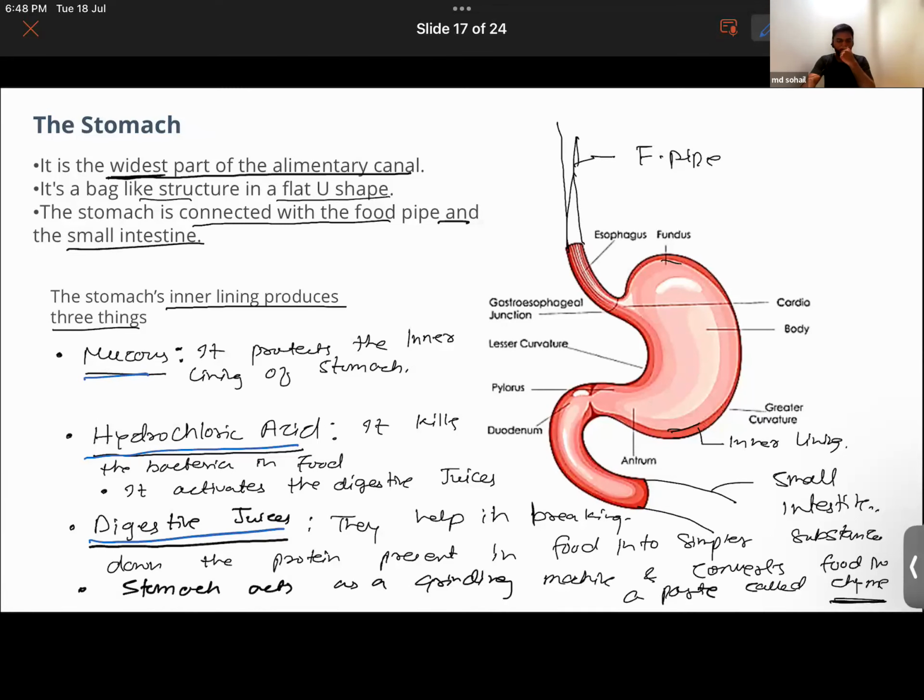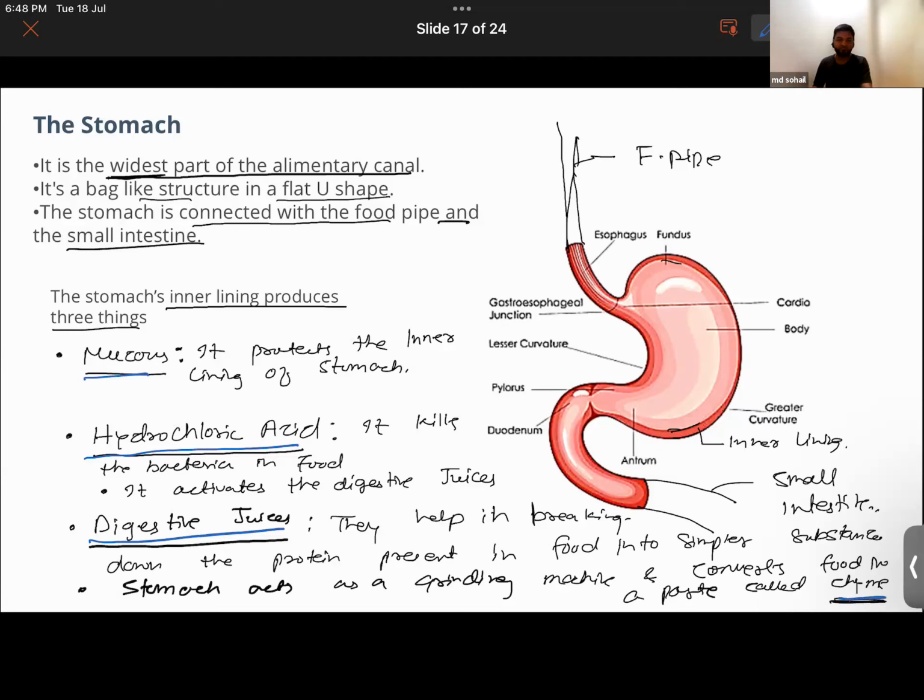Good. One more thing I told you about this stomach is that food is stored here for 2.5 to 3 hours, and there's a regular churning of food going on, just like how a mixer grinder operates. Similarly, food is churned here, and it is converted into a paste-like structure which I called chyme.